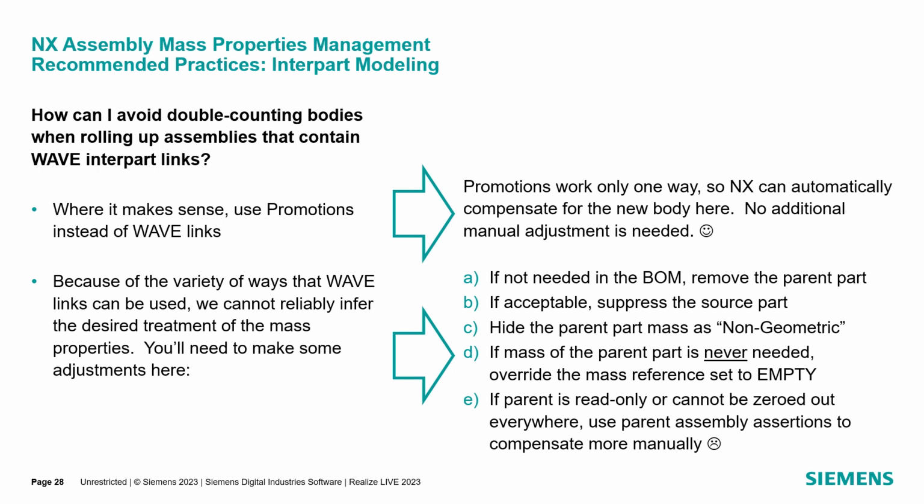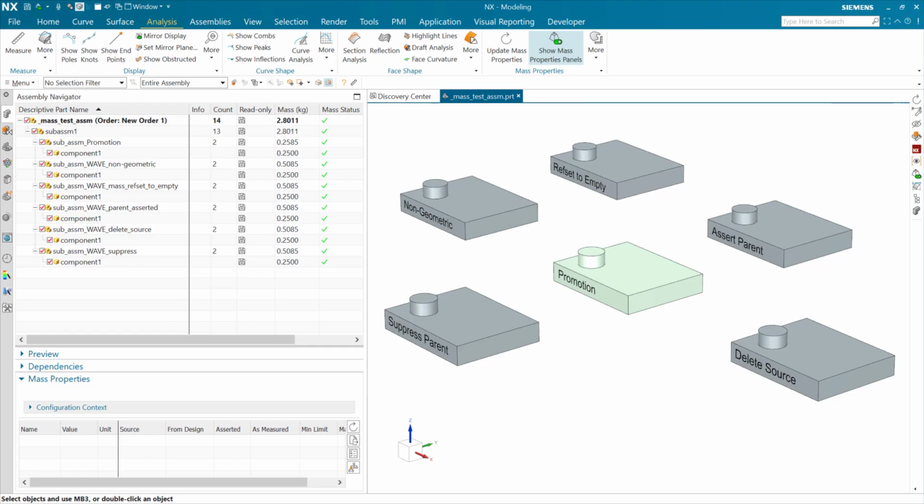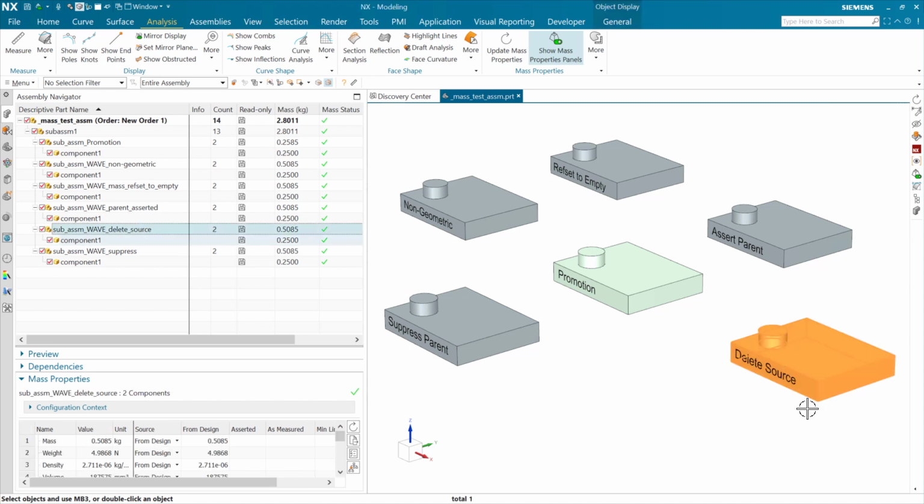So let's look at these. Let's look at these here. Let's go right there. There we go. So looking at each of these first. So if the source part is not needed in the bill of materials, right, then one option is to remove the source part. So we can do this kind of a thing here, where this is our delete source one. So on this one here, again, you see that the component mass 0.25.